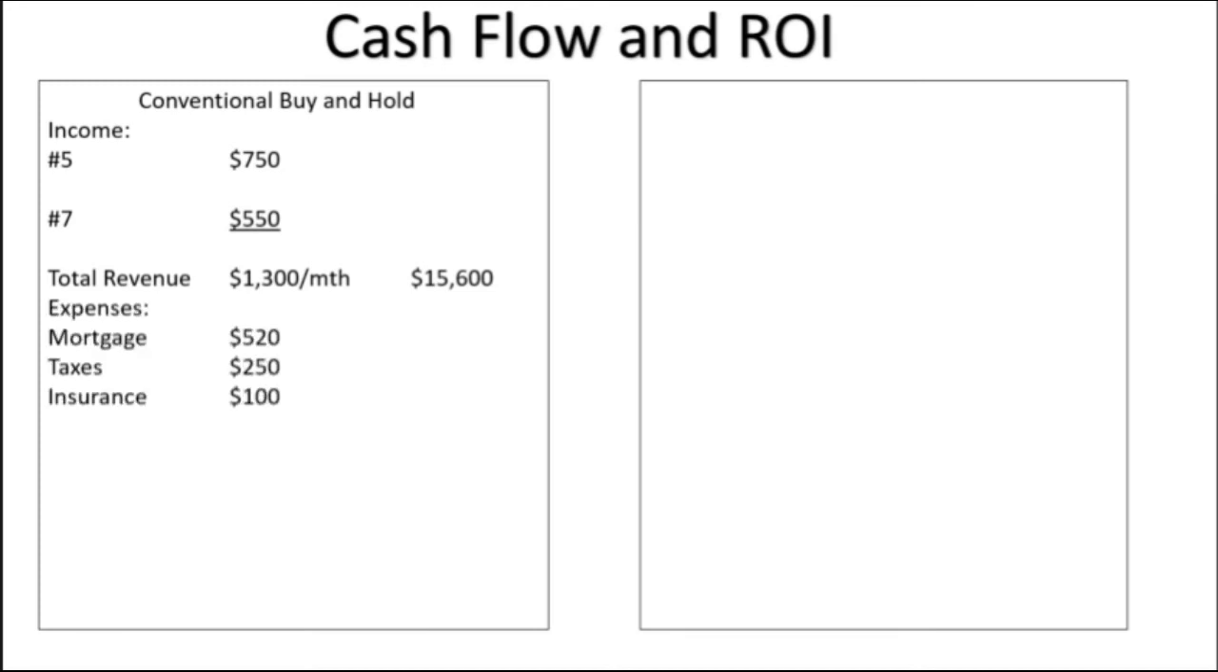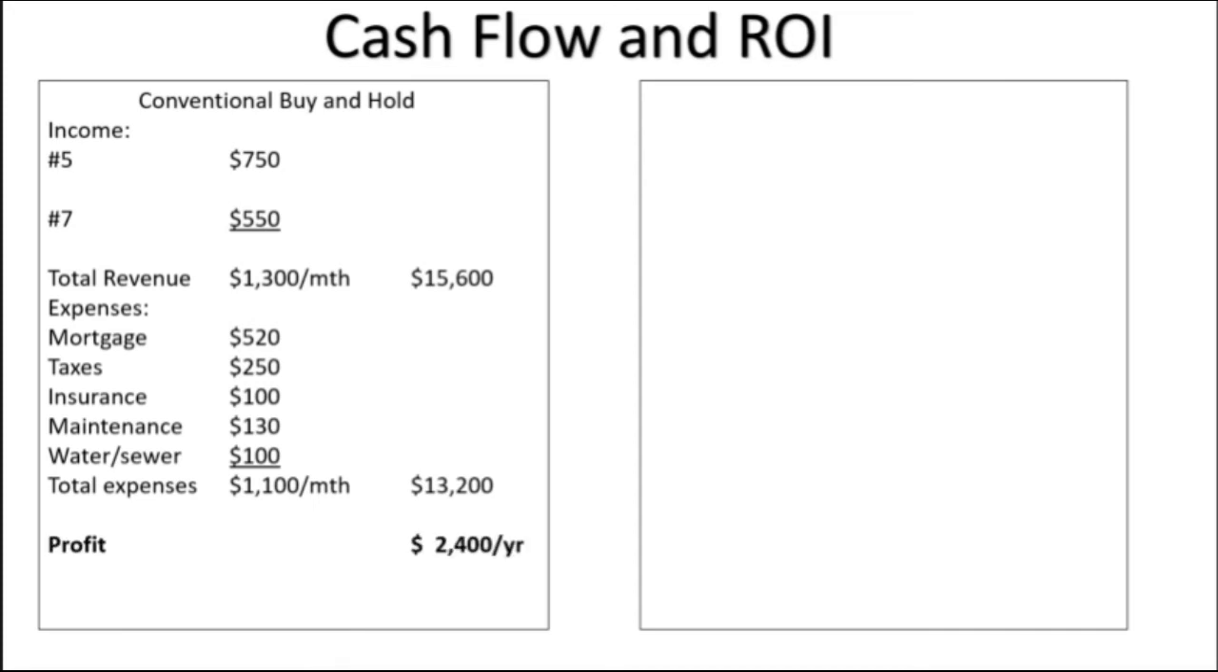We have expenses such as the mortgage payment, the property taxes, the insurance, the maintenance, and the water and sewer. So that totals up to $1,100 a month, or $13,200 per year, which leaves us with a profit of $2,400 per year. Keeping in mind that we only invested $6,000 into this transaction, $2,400 a year return is going to give us a 40% ROI, which is pretty darn good.